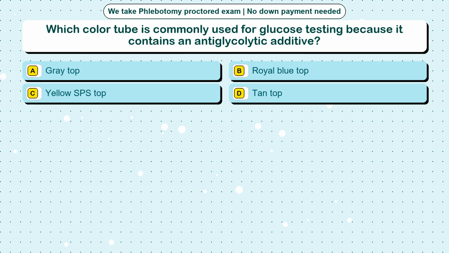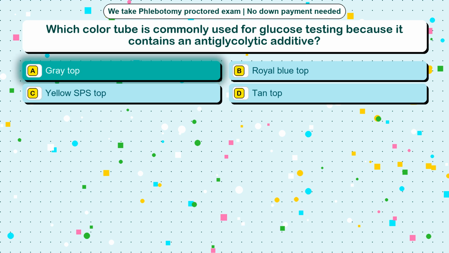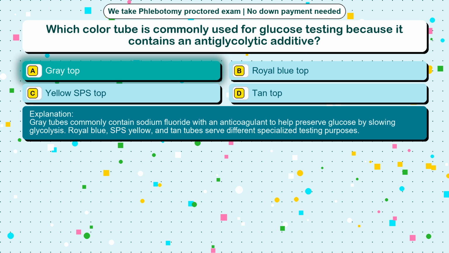Question 55. Which color tube is commonly used for glucose testing because it contains an antiglycolytic additive? Option A, gray top. Option B, royal blue top. Option C, yellow SBS top. Option D, tan top. The correct answer is option A, gray top. Gray tubes commonly contain sodium fluoride with an anticoagulant to help preserve glucose by slowing glycolysis. Royal blue, SBS yellow, and tan tubes serve different specialized testing purposes.